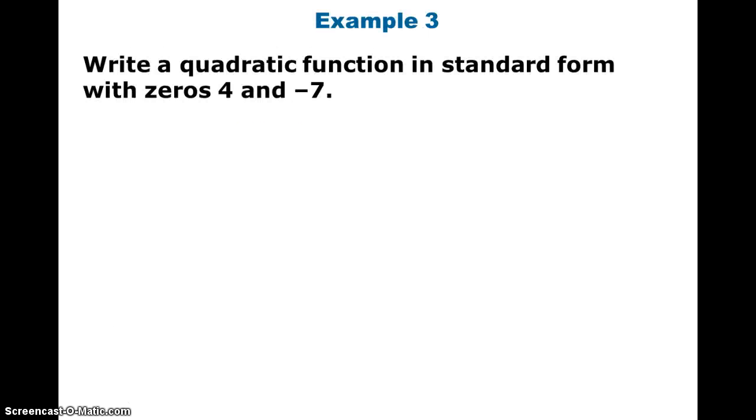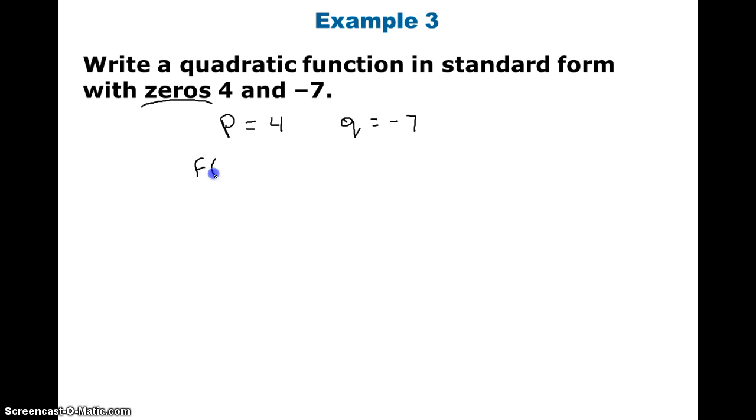So let's try doing the opposite right now. So we saw how to graph the function when you have the intercept form. So now we want to write the quadratic function in standard form using the zeros 4 and negative 7. On this one, we're going to start using the intercept form, but then we're going to change it to standard. When they give us the zeros, one of them is 4, the other one is negative 7. Those zeros are going to be your p and q values. So p value is 4, that's the first zero, and the other one is negative 7, the second zero.